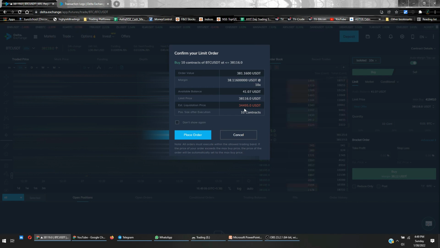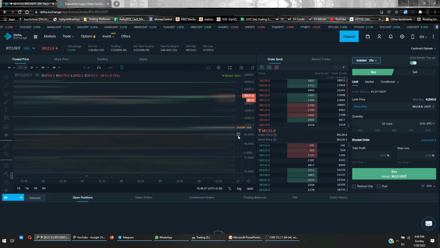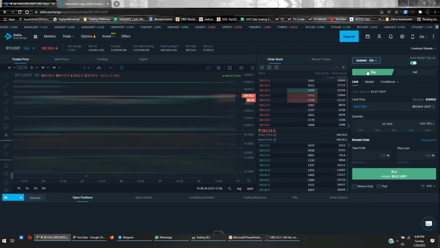So the less leverage you take, the more time it will take for the system to liquidate your positions. And the higher leverage you take, the less time it will take for the platform to liquidate your positions. So you have to be very careful with the leverage. It is a double-edged knife, everybody knows it. But again, I don't know why people are not concentrating more on it. You need to know how much leverage you have to use.